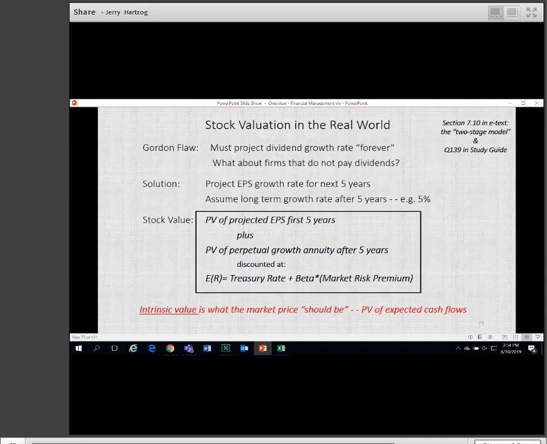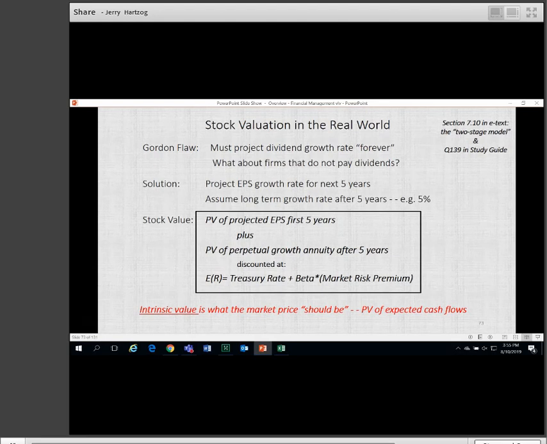Okay, so we've talked about single holding period, we've talked about the Gordon growth model, we've talked about now the capital asset pricing model. Well, what do investors actually do? Well, let's start off with the Gordon model has a couple of flaws. One, we have to project the dividend growth rate forever. And forever really is a pretty long time. Nobody can do that. And then the other one is, well, what do you do about firms that do not pay dividends? Well, the value is worth zero, but there are an awful lot of firms out there that don't pay dividends. So what is the solution?